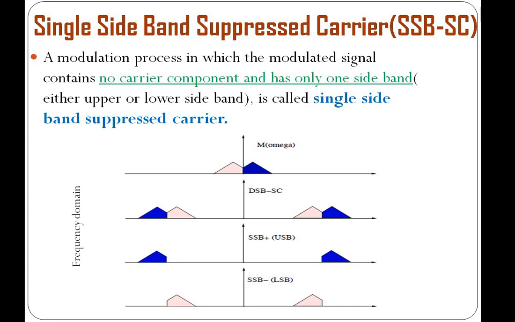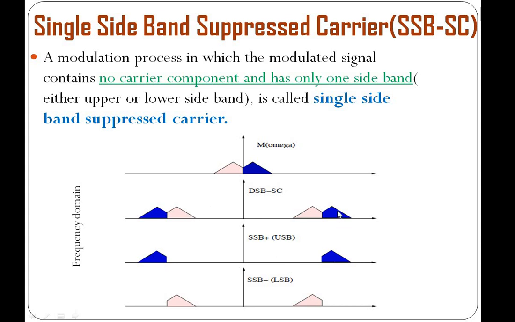Here I have given the frequency domain representation of single sideband. This was your AM signal. Here in SSB-SC you have suppressed the carrier. Now I have the lower sideband and the upper sideband. These are the two sidebands, separated.